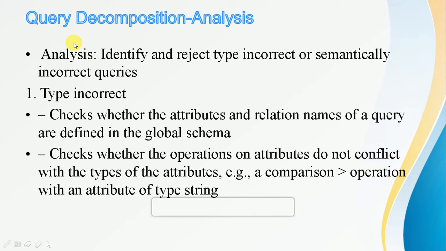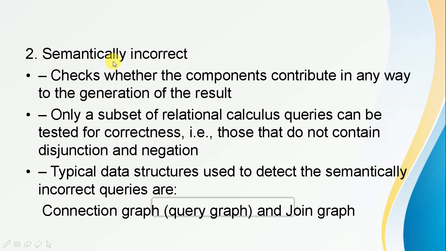Now let's discuss what is analysis phase in query decomposition. Analysis identifies and rejects type incorrect or semantically incorrect queries. Type incorrect queries. Checks whether the attributes and relation names of a query are defined in the global schema. Checks whether the operations on attributes do not conflict with the types of attributes. Example, a comparison operation with an attribute of type string. Second, semantically incorrect queries. Checks whether the components contribute in any way to the generation of the result.